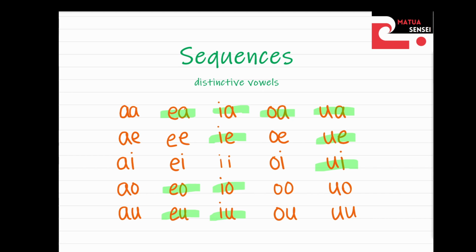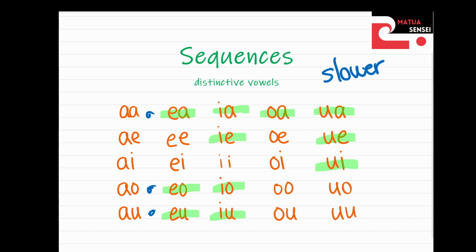Now, most of the other combinations are what I call sequences. So when you can hear the distinctive vowel sounds. Simply put, when you see the sequences of vowels, say it a little bit slower so you can tell the distinctive vowels. For example, ea, eo, eu, and so on.